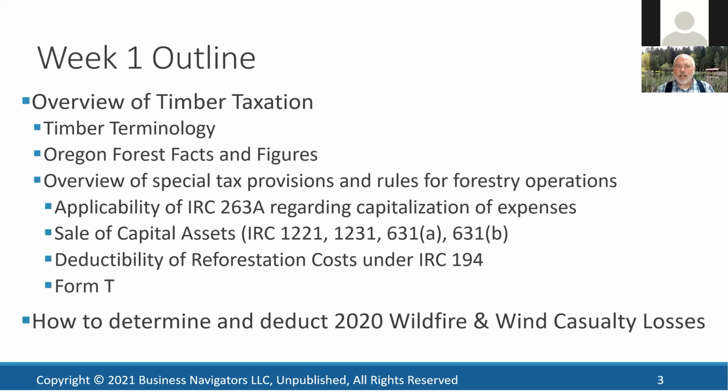So today we're going to talk about timber terminology and look at some Oregon forest facts and figures. OFRI just recently updated their document on this. Then we'll look at an overview of all the special tax provisions and rules for forestry. That's 263A for capitalization. There's a number of code provisions on the sale of assets: 1221, 1231, 631A, 631B. We'll look at the deductibility of reforestation costs under section 194, and we'll look at the Form T. So those are kind of the unique things about timber.